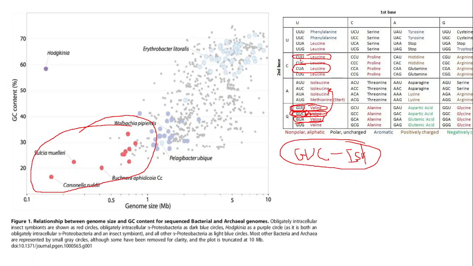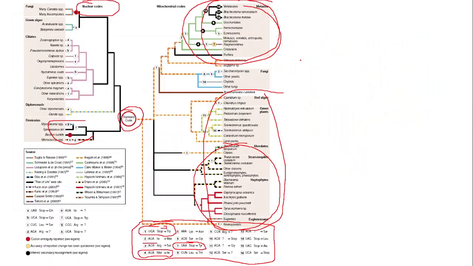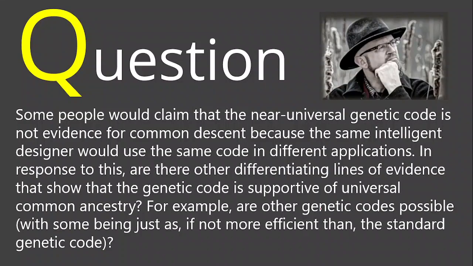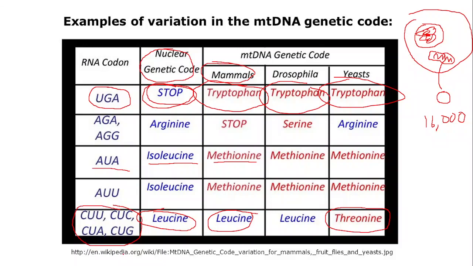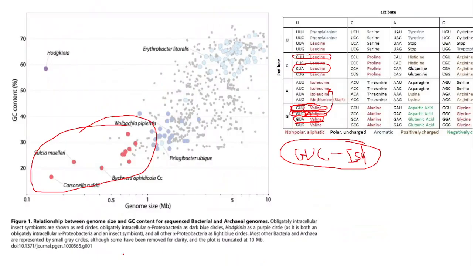There's another reason I bring this up, and it goes back to our question. Are other genetic codes possible, with some being just as, if not more efficient than the standard genetic code? What do non-standard codes actually tell us about the perfection of the genetic code? It tells us that you can survive just fine with other codes. In other words, the standard code is not necessary. It doesn't have to be the code. Each one of these potentially could be something else.